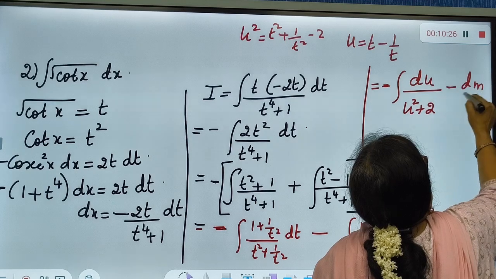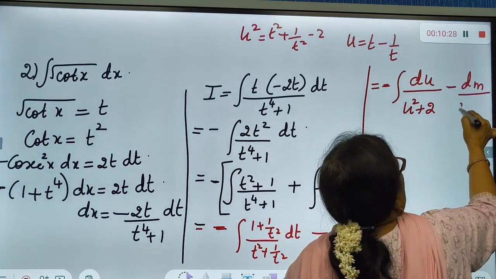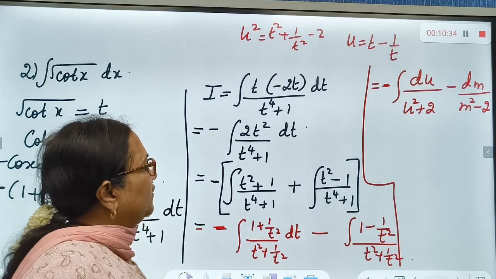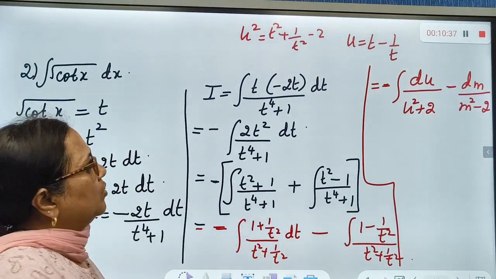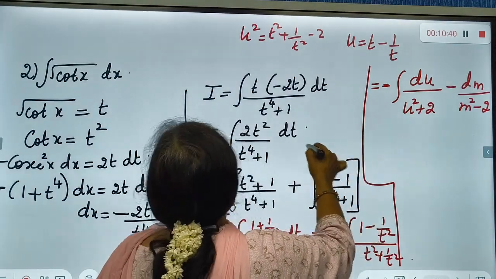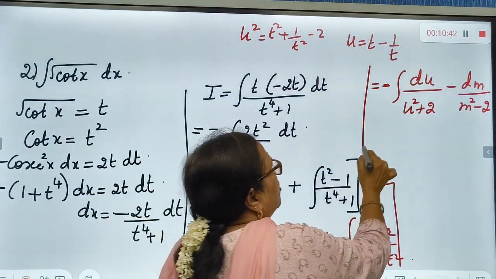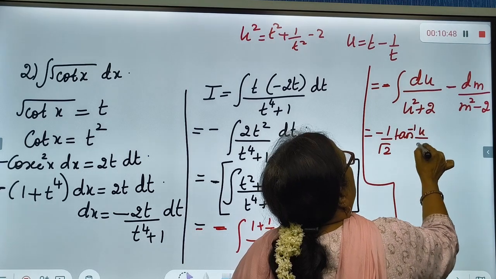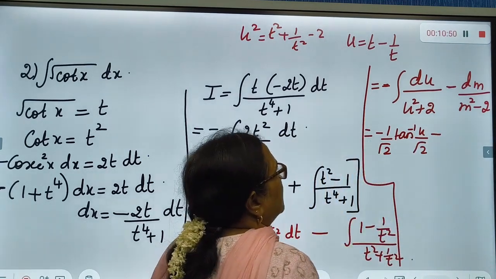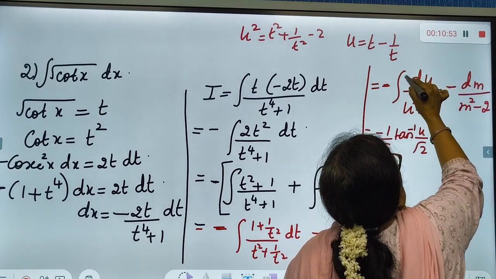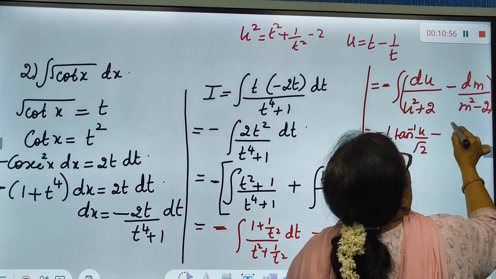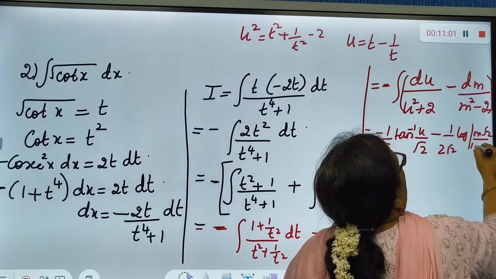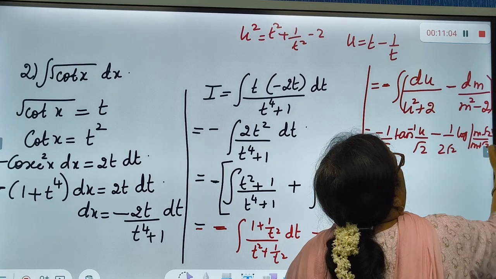Minus dm. What will happen to this? This will be m square minus 2. Because 1 minus 1 by t square is the derivative of t plus 1 by t. So both are accompanied by minus sign because of the minus sign outside. So this is minus 1 by root 2 tan inverse u by root 2 minus 1 by 2 root 2 log mod m minus root 2 by m plus root 2 plus c.